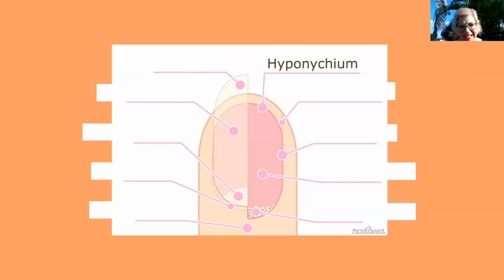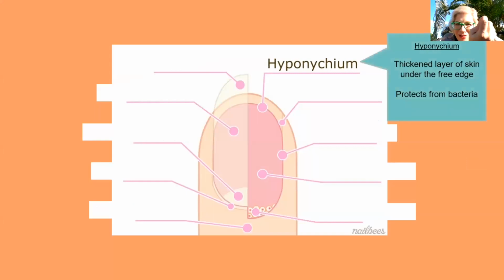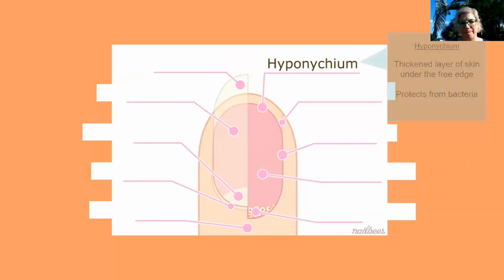We start with the hyponychium. That's a little piece of skin right underneath your nail right here, that free edge. The free edge is the nail that actually hangs over. That's the hyponychium underneath. It's a thickened layer of skin right underneath that. What it's doing is protecting the actual nail from bacteria going into it, okay? So it's this skin right underneath the nail here. That is your hyponychium, okay?